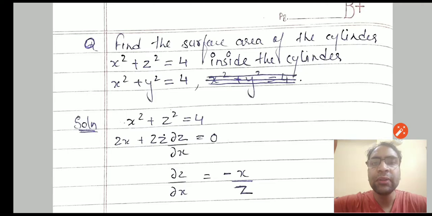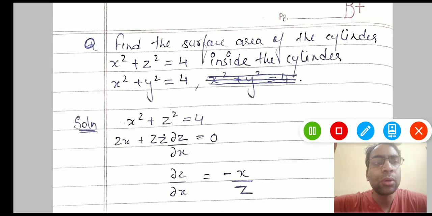The cylinder is given by x square plus z square is equal to 4 inside another cylinder which is given as x square plus y square is equal to 4. So we have two cylinders and we need to find out the surface area of the cylinder x square plus z square is equal to 4 inside the other cylinder x square plus y square is equal to 4.